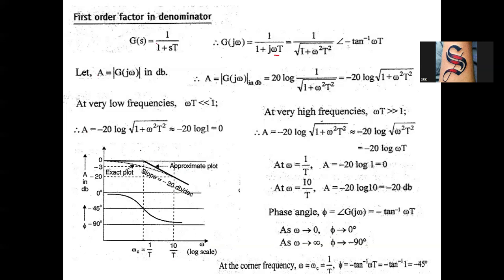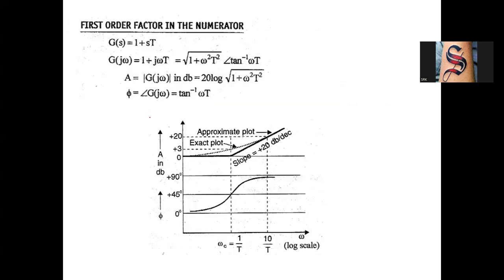Can anyone tell now, what is the magnitude value for this term, 1 by 1 plus ST whole square? Yes, initially it is 0 decibels and then followed by minus 20 into 2, minus 40 decibels per decade, right? Just as previously we multiplied n times, here also we can multiply n number of times. Okay. And next, plus 20 decibels per decade, first order in the numerator.